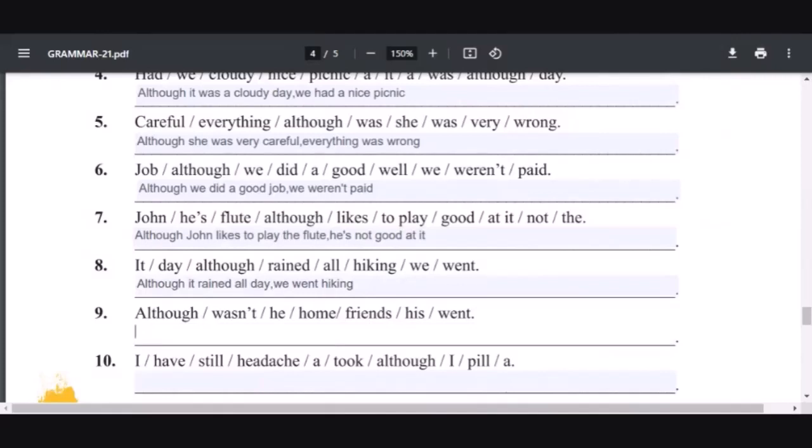Although he wasn't home, his friends went. His friends went. Okay, number 10.